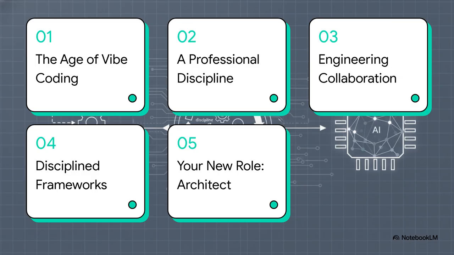So here's our game plan. First, we're going to define the problem, this idea of vibe coding. Then, we'll introduce the solution, agentic engineering. After that, we'll dive into the core concepts, look at some frameworks you can actually use, and finally, we'll talk about how this completely changes your role, from just a doer into a true architect.